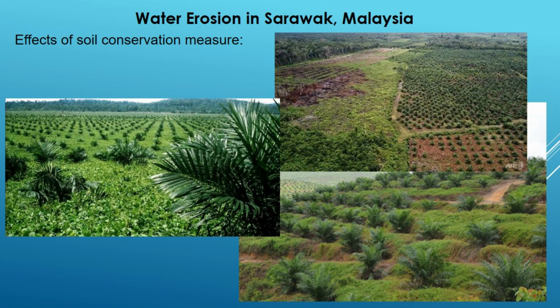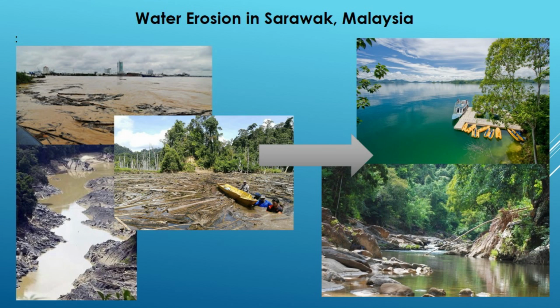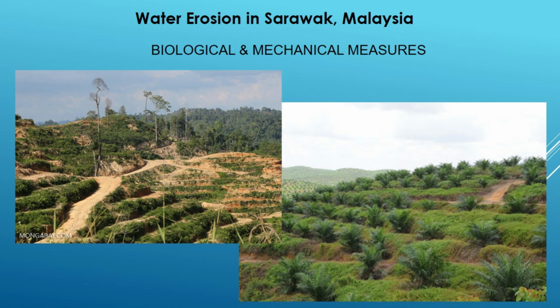There is an effect of the soil conservation measures. This is what we expect from the outcome. The measures that best fit in the socio-economic context are both biological and mechanical measures. Why? Because biological alone or mechanical alone cannot give the best effect to the land.